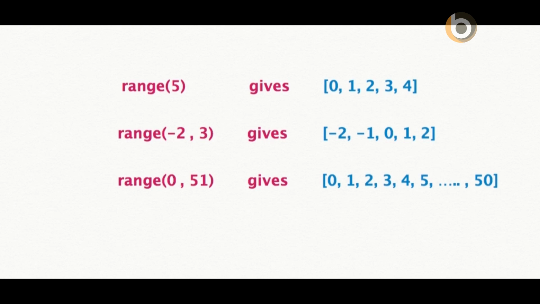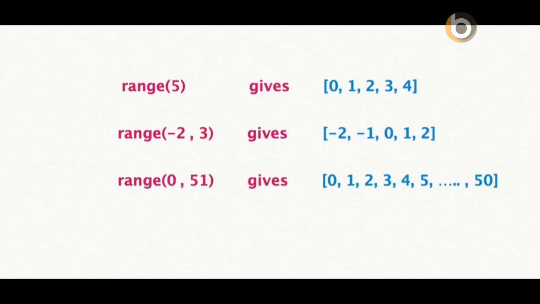Range function can take 1 argument, 2 arguments, and 3 arguments. If only a single argument is given, as in the first example where we have given 5 as an argument to range function, it simply generates a list from 0 to 4, not including 5. In the second example, we have given 2 arguments to range function, that is from -2 to 3. So it generated a list from -2 to 2, not including the upper limit.